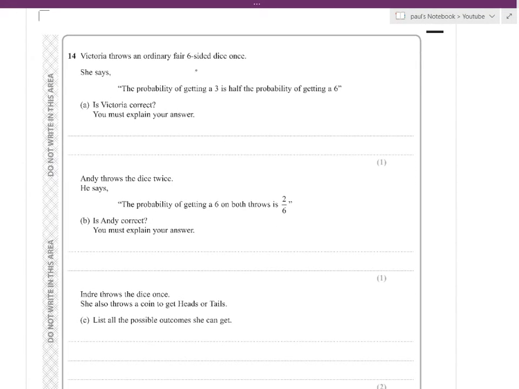Victoria throws an ordinary fair six-sided dice once. The probability of getting 3 is half the probability of getting 6. No. As there is one 3 and one 6, so the probability is the same.